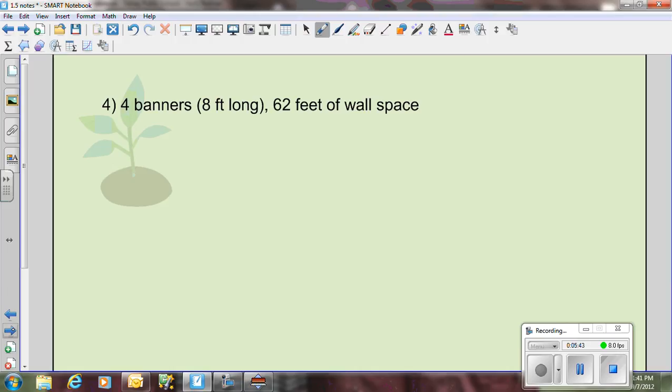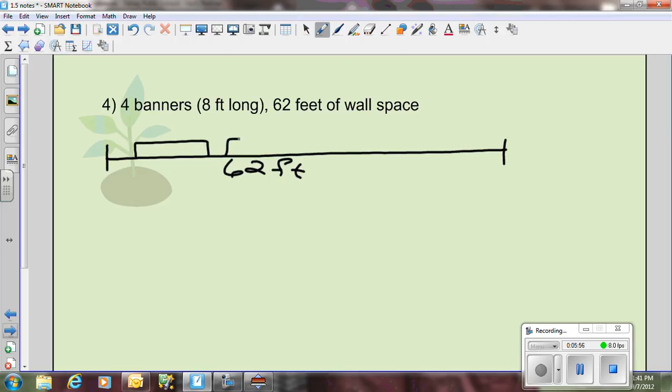So first thing you're going to do, you're going to draw a picture. There's my wall, 62 feet. I got 1, 2, 3, 4 banners. Each of those is 8 feet.